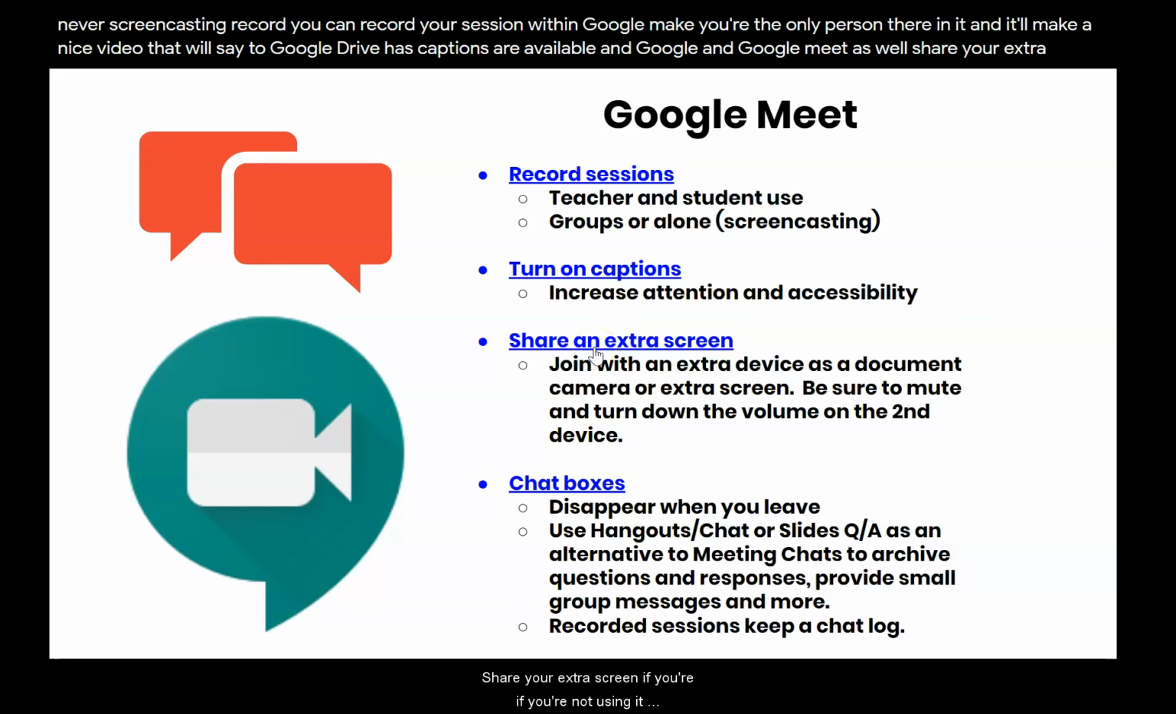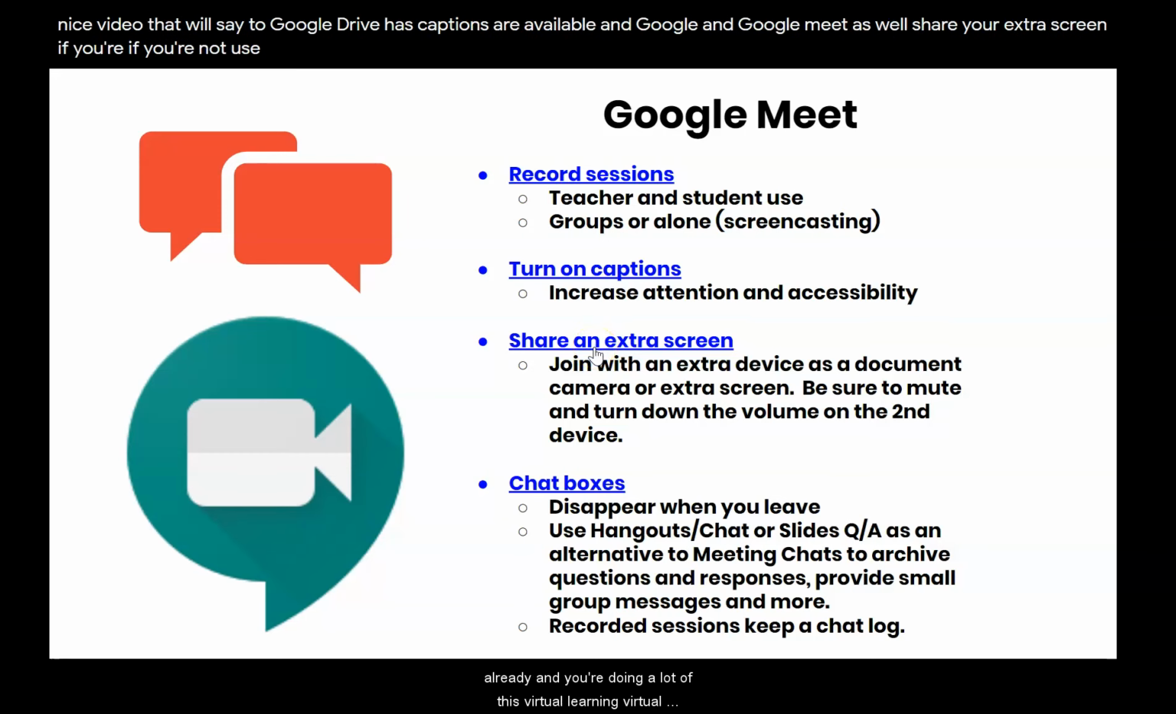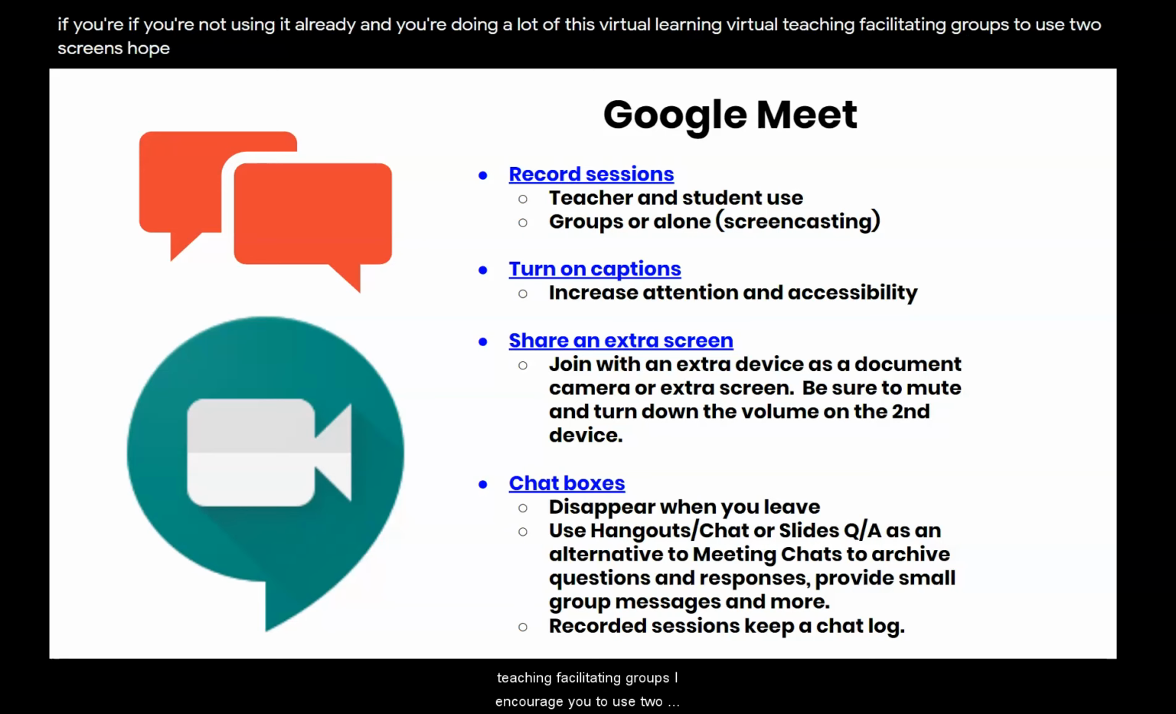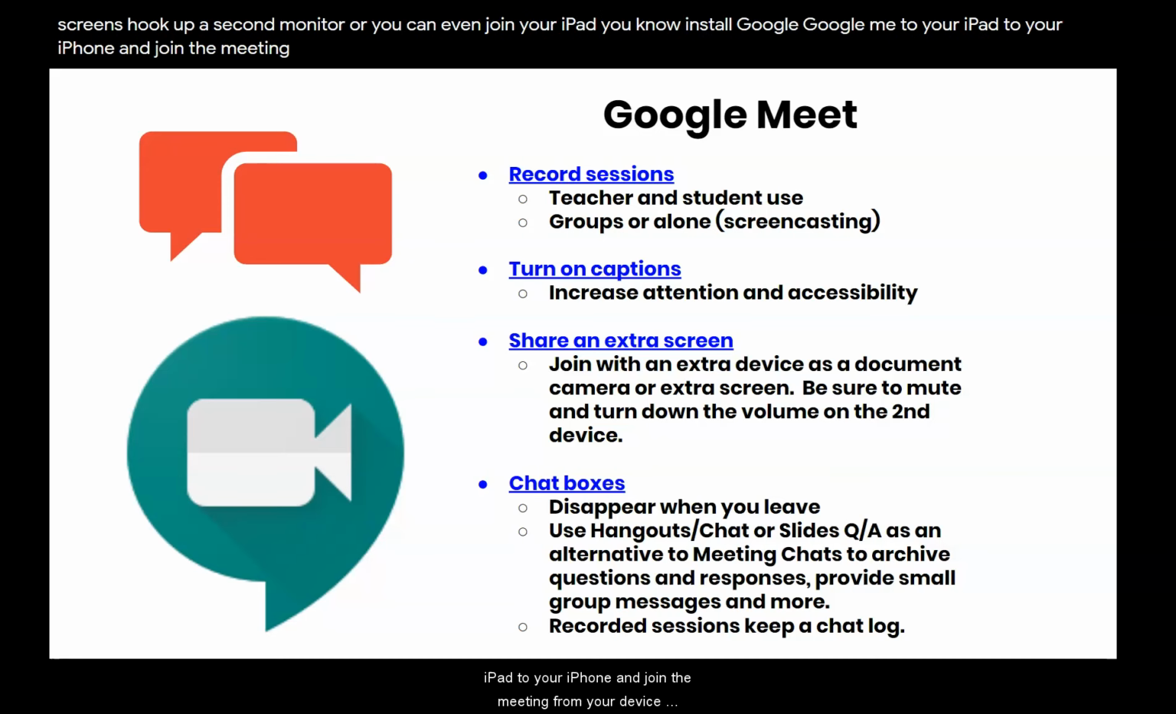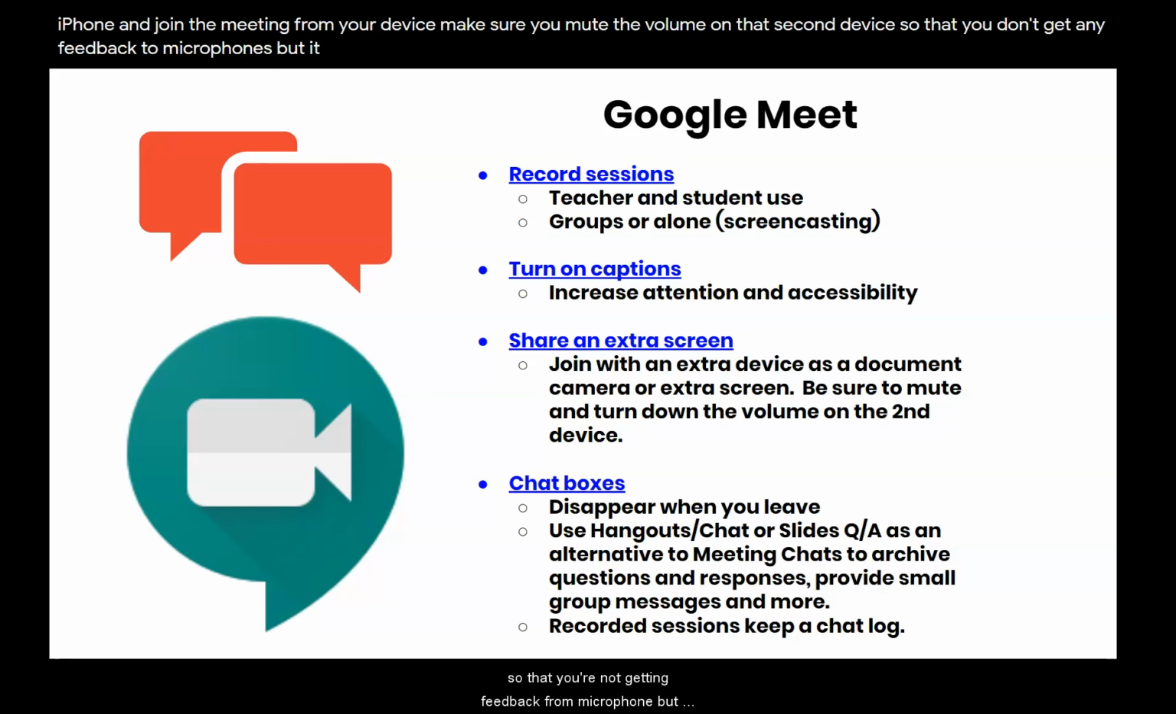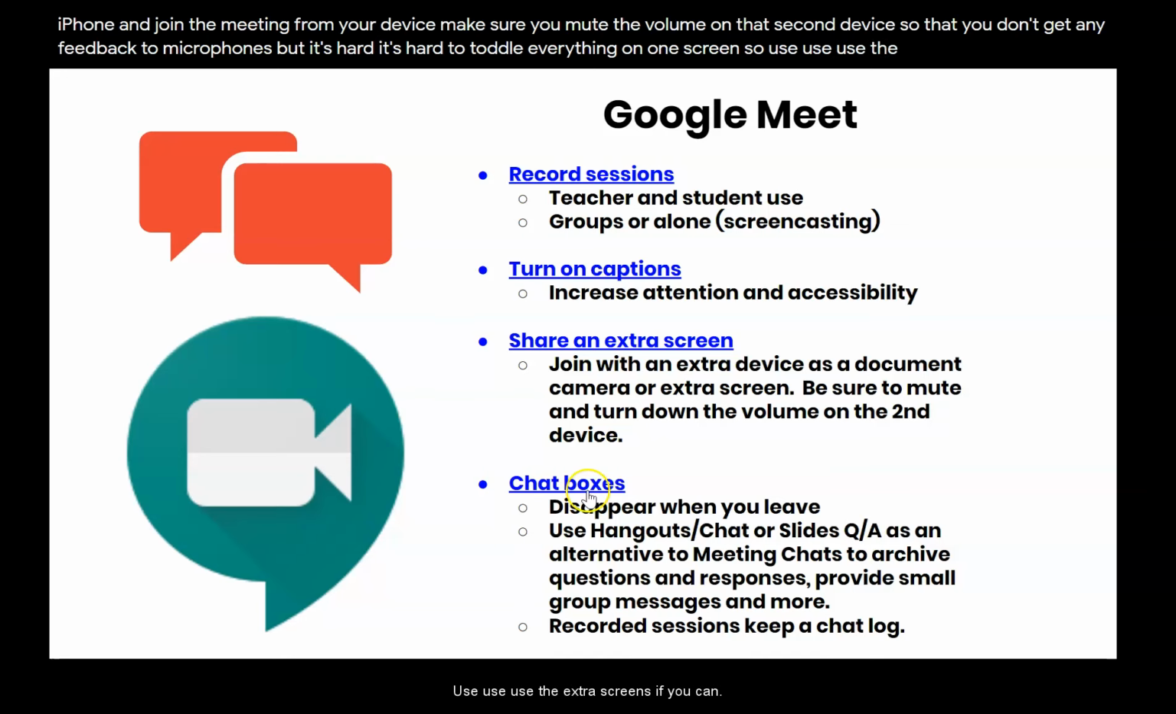Share your extra screen. If you're not using it already and you're doing a lot of virtual teaching, facilitating groups, I encourage you to use two screens. Hook up a second monitor, or you can even install Google Meet on your iPad or your iPhone and join the meeting from your device. Make sure you mute the volume on that second device so that you're not getting feedback from the microphones. It's hard to toggle everything on one screen, so use the extra screens if you can.